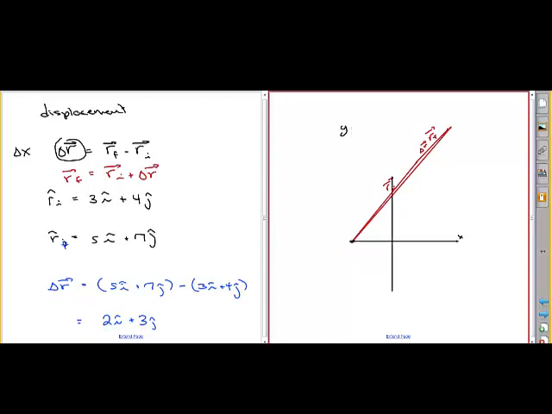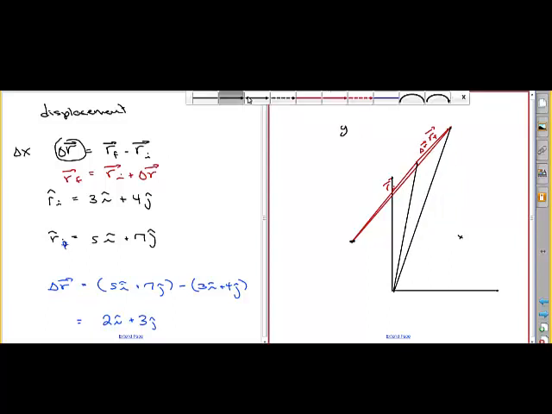So let's just say I move my coordinate system over here, and so my position vector would now be from here to there, and from there to there, but my delta R would still be the same thing. So it doesn't matter how far your position is away from the origin. What we're interested in is the change in position, the displacement. And that's irrespective of where the origin is.